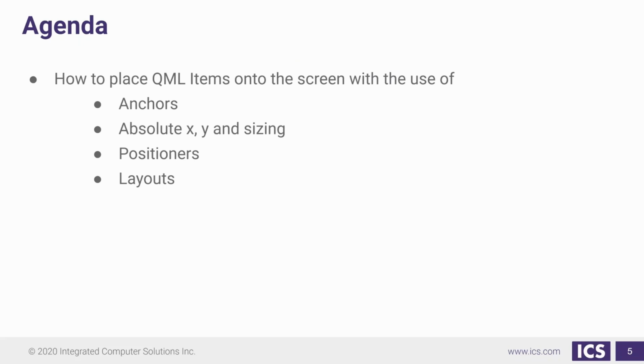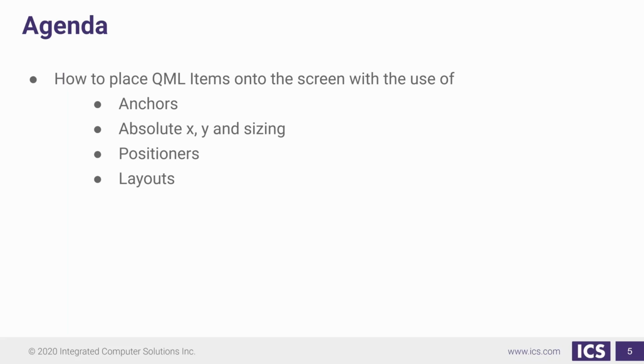Now, when we create items, we have to place them somewhere on the screen, so that's what we're going to focus on today. Today, we're going to talk about the various ways that we can place the items within our application. This is going to include positioners, anchors, absolute or dead reckoning placement. We will also cover the use of layouts in QML.